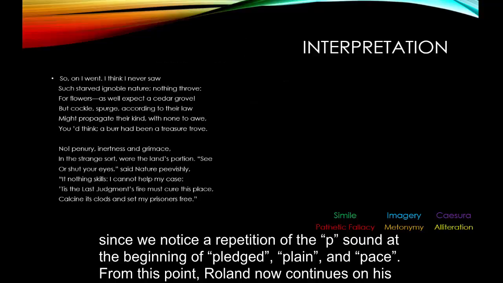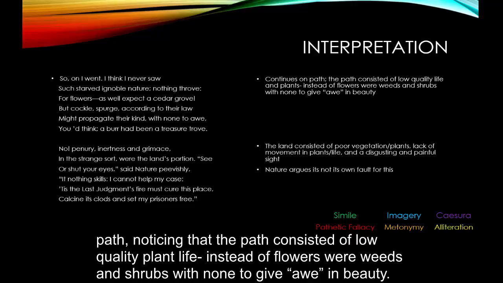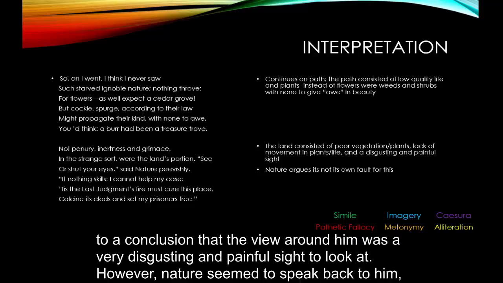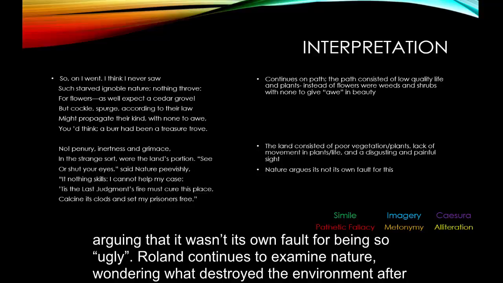From this point, Roland now continues on his path, noticing that the path consisted of low-quality plant life. Instead of flowers were weeds and shrubs with none to give awe and beauty. Furthermore, Roland also notices that the land consists of poor vegetation with a lack of movement in plants and life in general, coming to a conclusion that the view around him was a very disgusting and painful sight to look at. However, nature seemed to speak back to him, arguing that it wasn't its own fault for being so ugly.